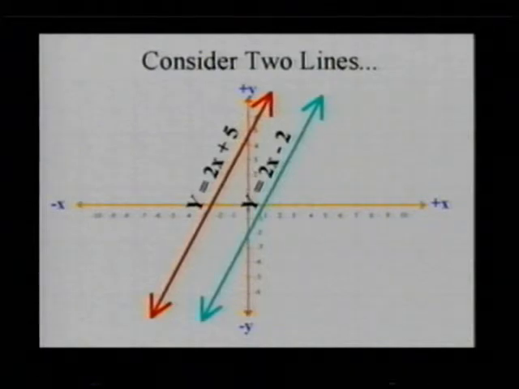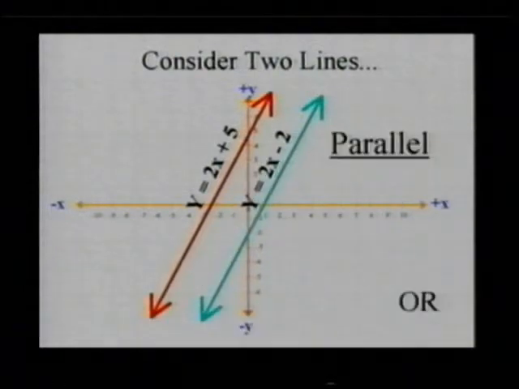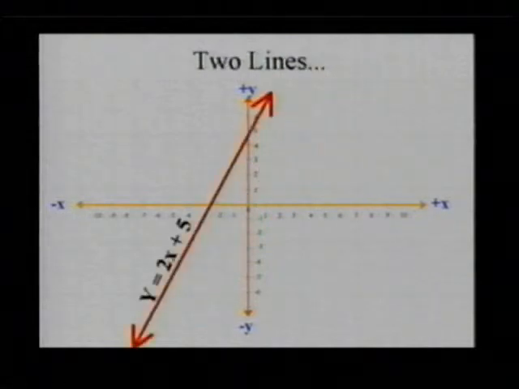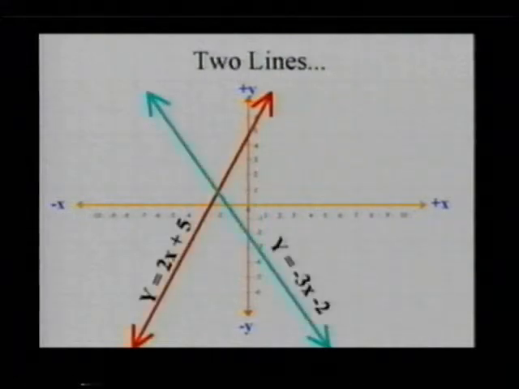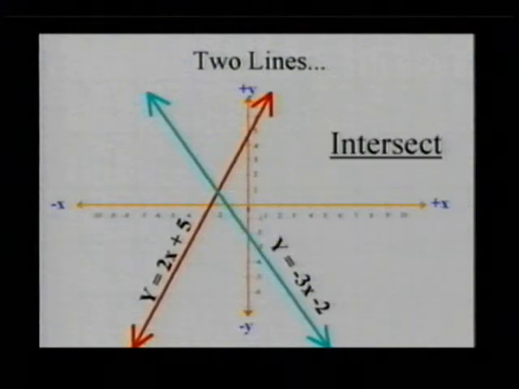What do you note? These two are parallel. It shouldn't surprise you they're parallel because they have the same slope, okay? These two lines, y equals 2x plus 5 and y equals -3x minus 2, they're not parallel, they cross. We say the word intersect, okay? Shouldn't surprise you that they intersect because they have different slopes. One has 2, one has -3.